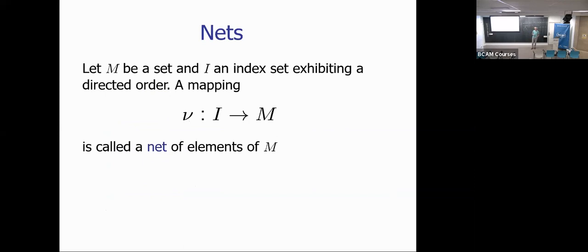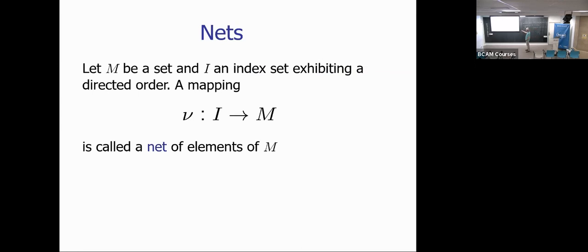Right, and now we introduce another technical notion, that is a net. So let us look at such a set, and another set that plays the role of an index set for indicating elements of that set. And a mapping from the index set into the base set is called a net of elements.